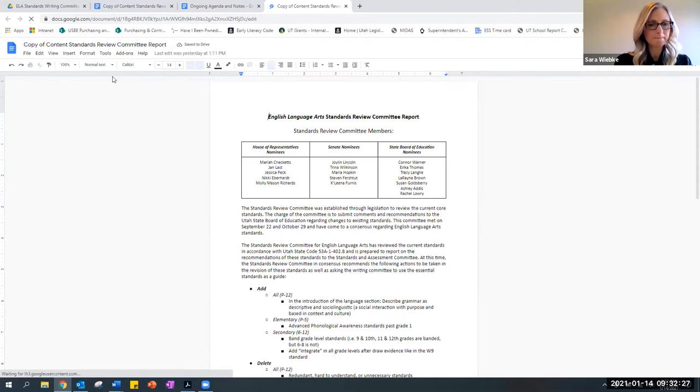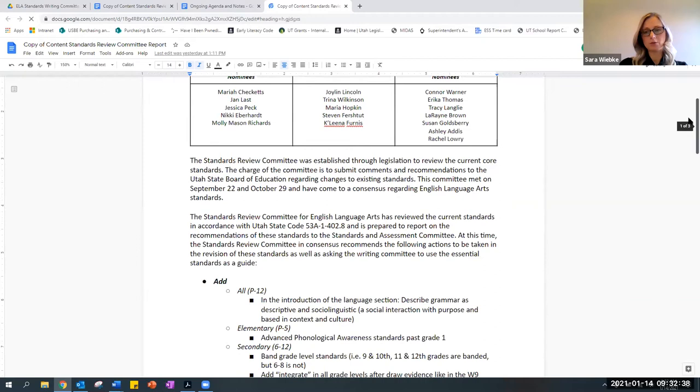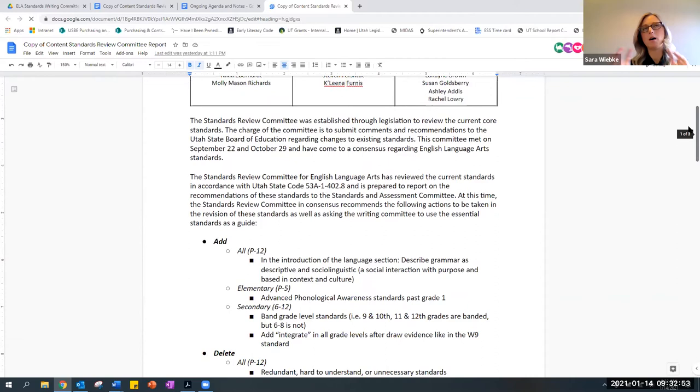We had a really great group of people to work with on the Standards Review Committee. They met twice. You can see we have 5 parent names from the House of Representatives, 5 from the Senate, and then 7 from the State Board of Education. All of these people were nominated to be on this review committee. They reviewed the standards and gave a set of overarching recommendations.